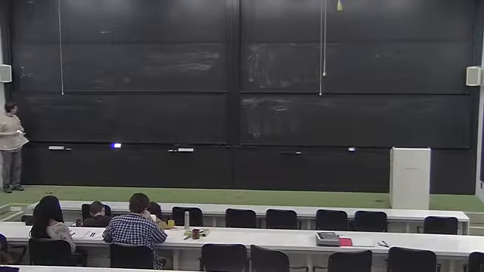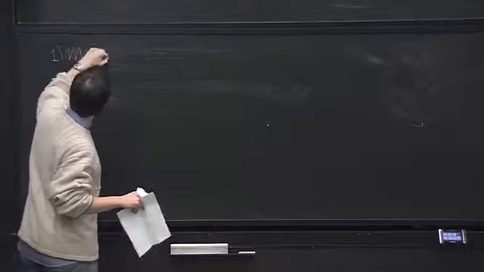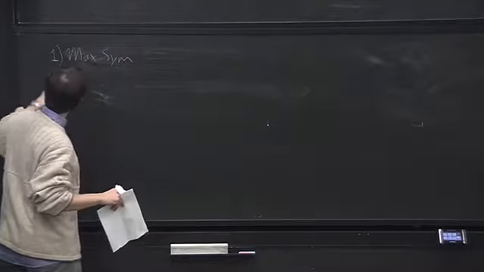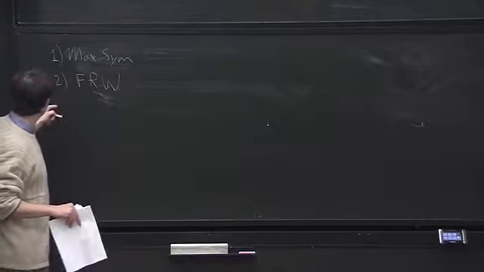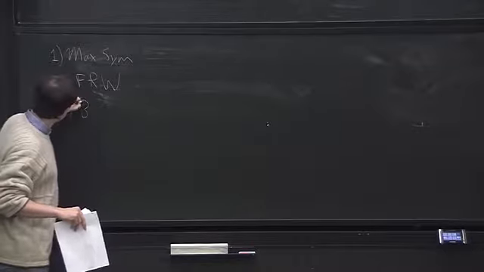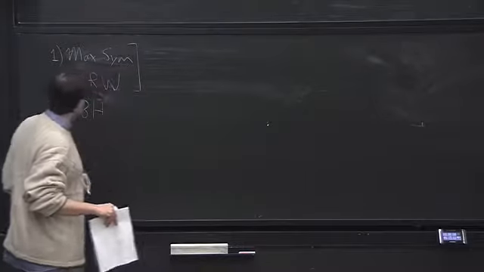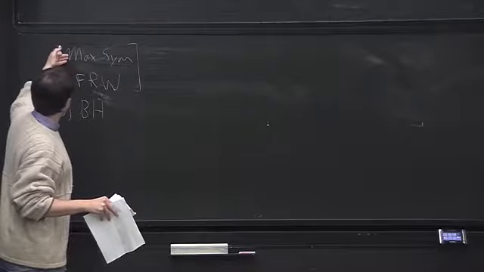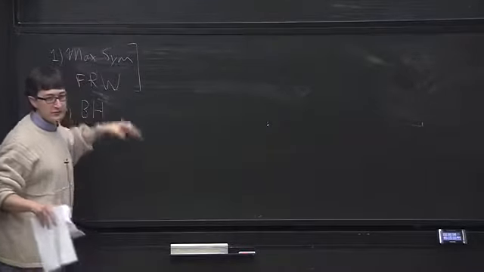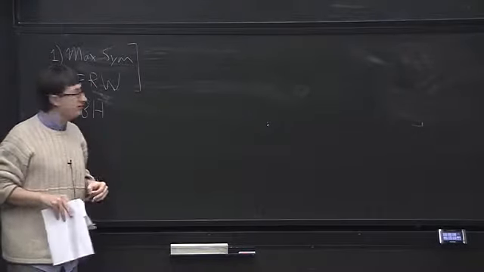So the point of last lecture was to introduce you to the three most physically important classes of metrics: the maximally symmetric spacetimes, the Friedman-Robertson-Walker spacetimes, which will actually be the cosmological spacetimes of interest to us, and the black hole spacetimes. And so last lecture was taken up with giving a simple, unified derivation of all of the maximally symmetric spacetimes as simple quadratic embeddings in some higher dimensional flat space.